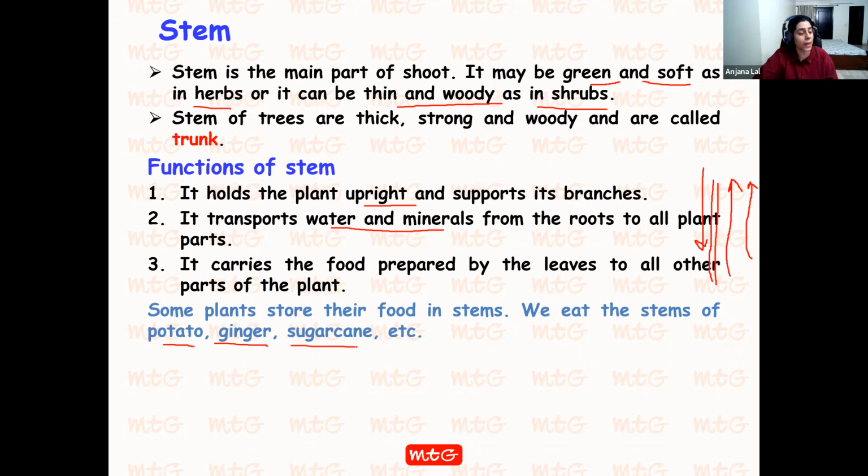Got it, everybody? Anybody has a doubt? Raise your hand. I will call your name. Onion, garlic, and yam are... Yam is an example of a root. Onion and garlic, they are examples of stem. Yes, correct, Rehan. But yam and sweet potato, they are examples of underground root.